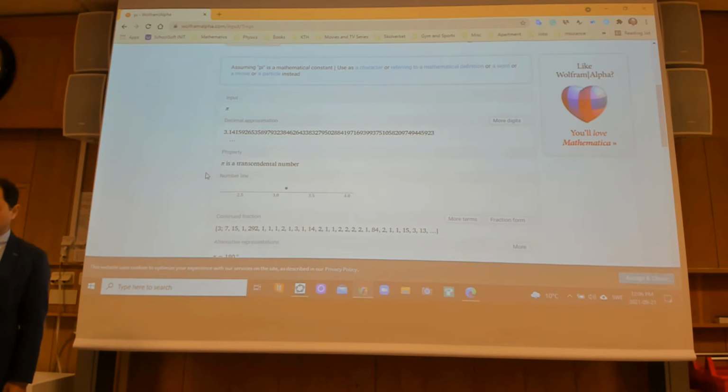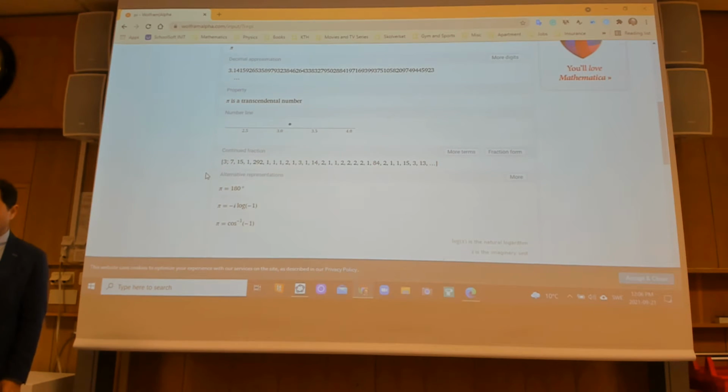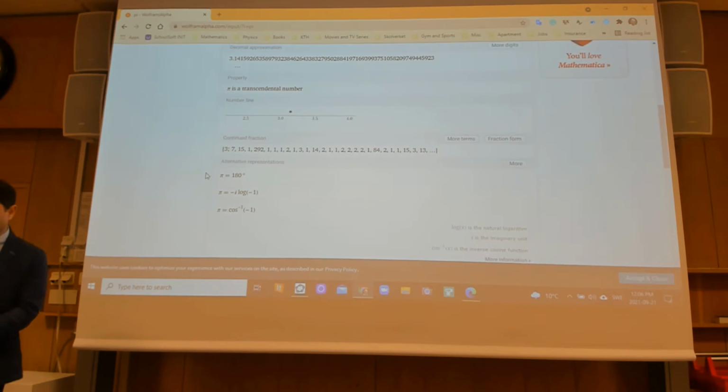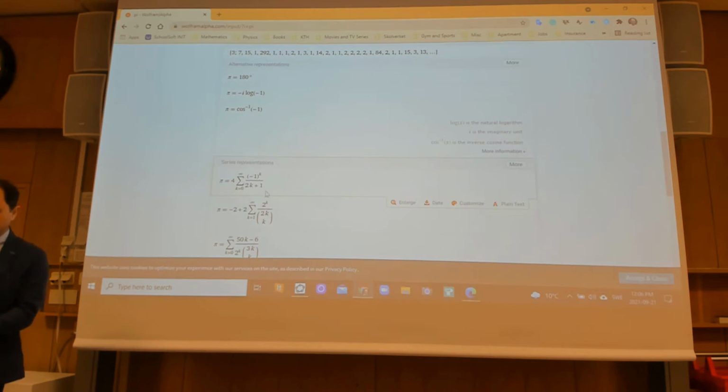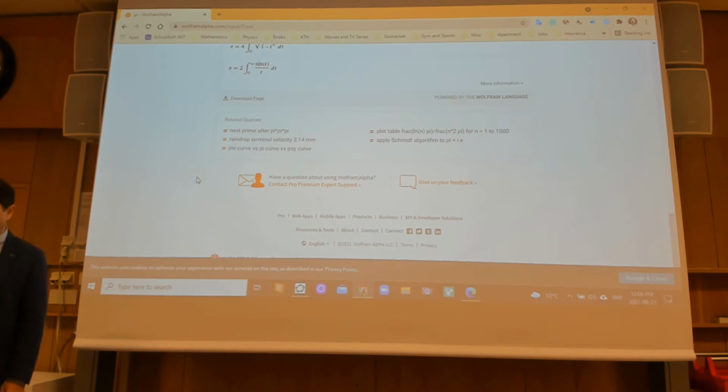So pi is a transcendental number, so it means that it cannot be a solution to any polynomial equation with integer coefficients. And then continued fractions. So pi means 1 is equal to 180 degrees. There is a sum which gives you pi. See, it gives you a lot of information about this.